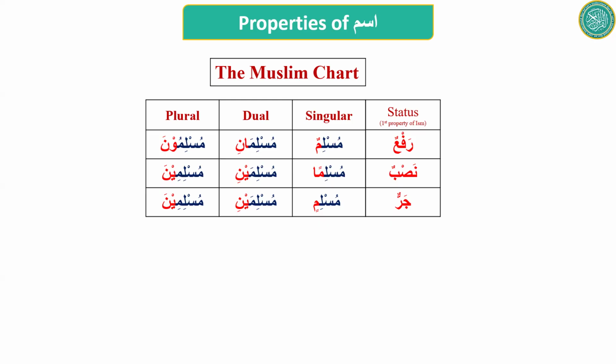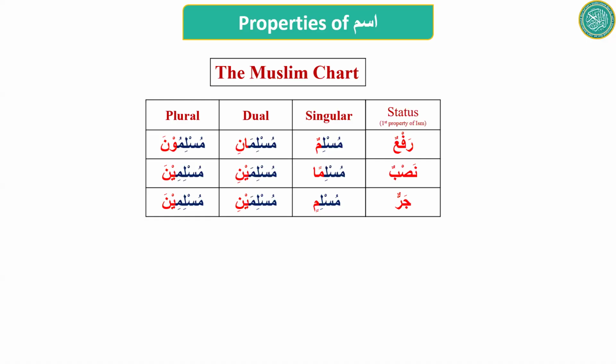The three words in the first row, their status is Rafa. The three words in the second row, their status is Nasab. And the three words in the bottom row, their status is Jar. Muslimun, Rafa. Musliman, Nasab. Muslimin, Jar. Muslimani, Rafa. Muslimaini, Nasab. Muslimaini, Jar. Muslimuna, Rafa. Muslimina, Nasab. Muslimina, Jar.